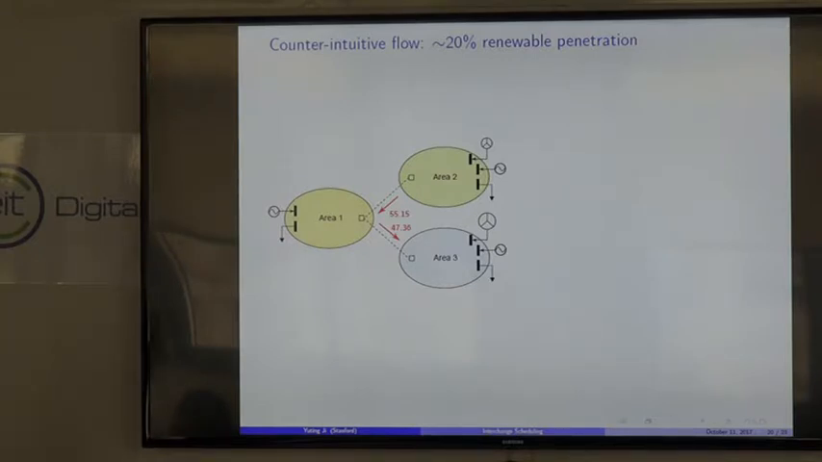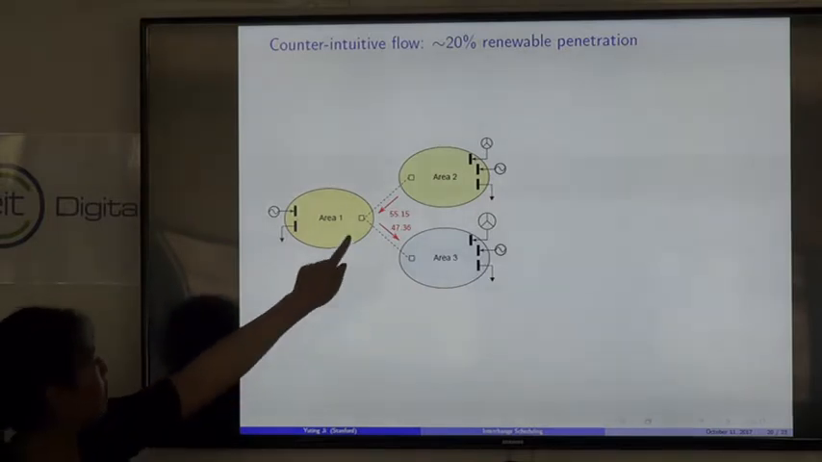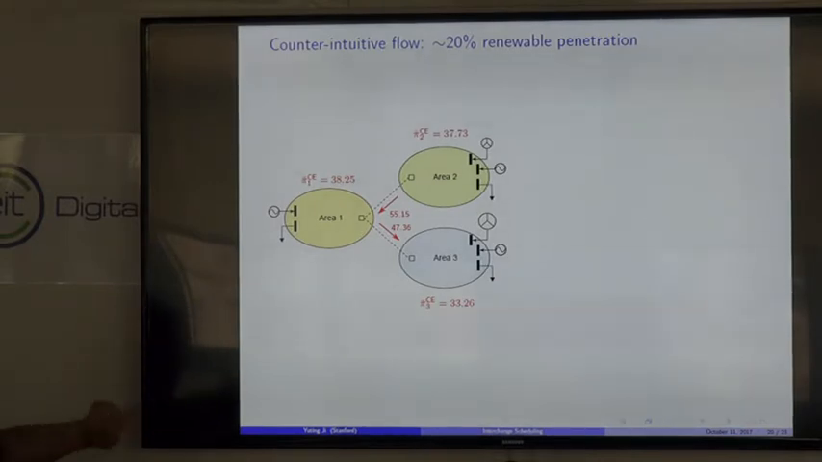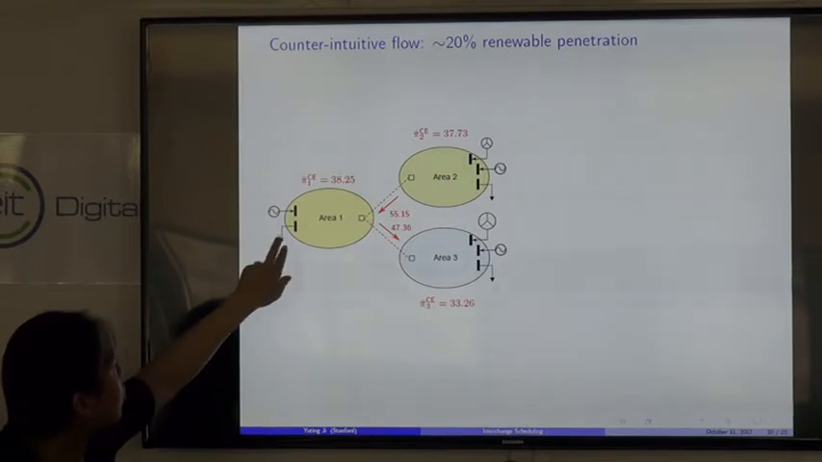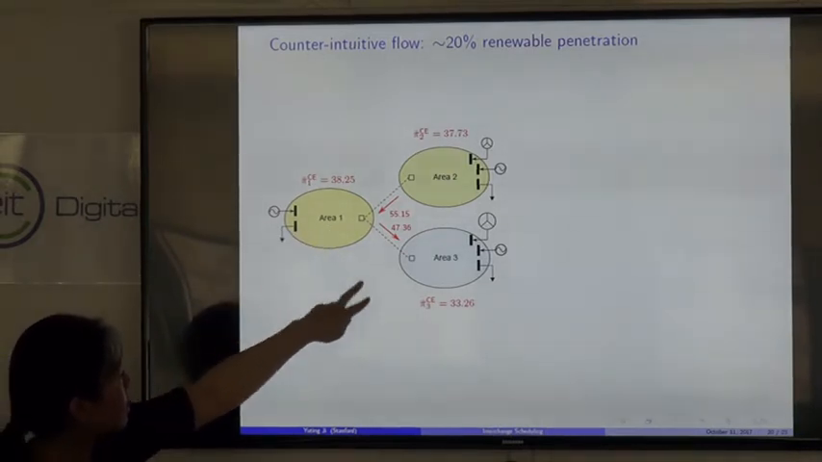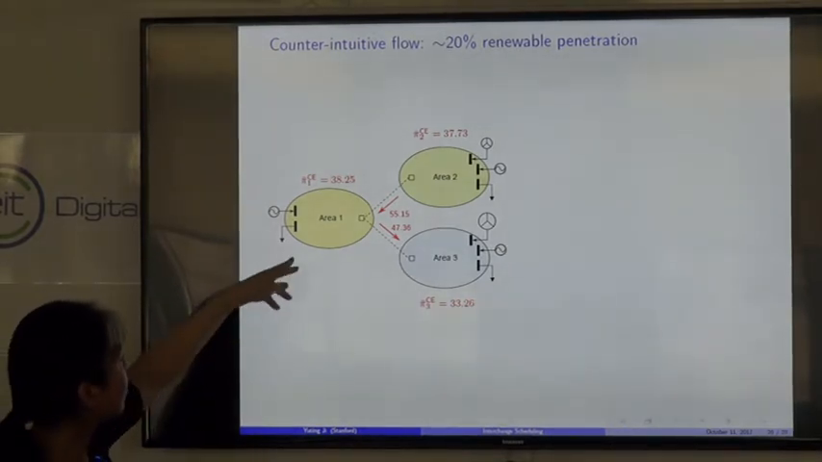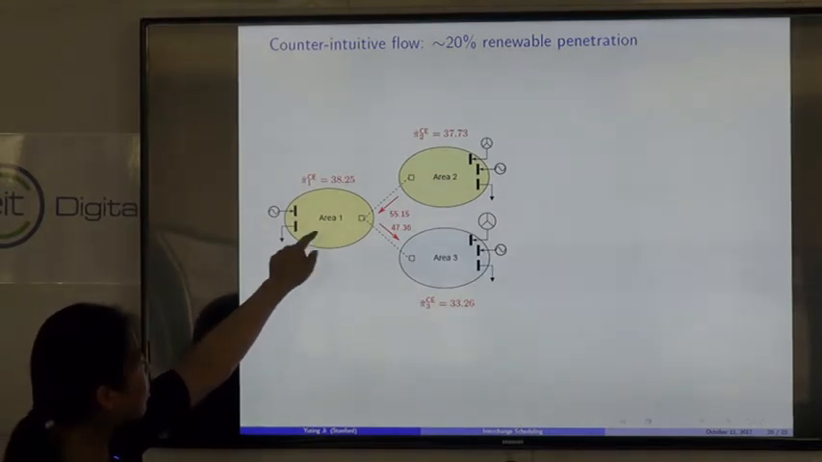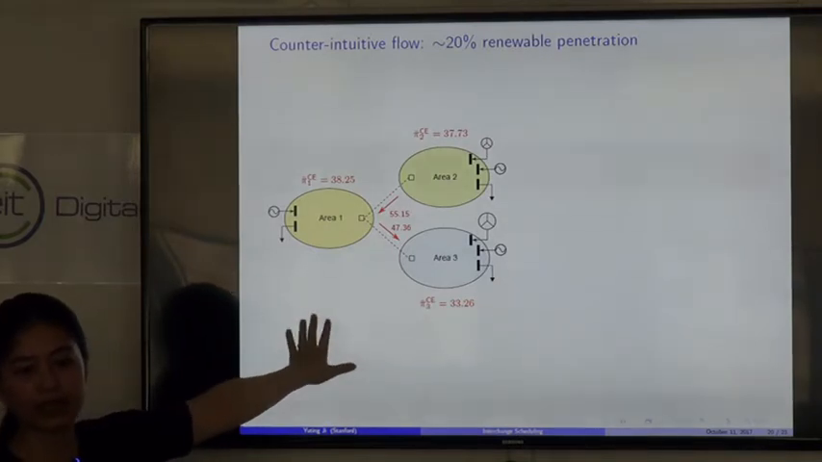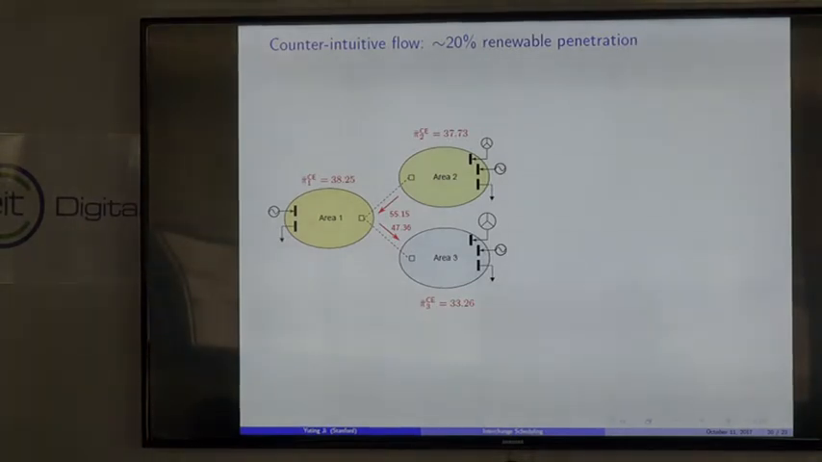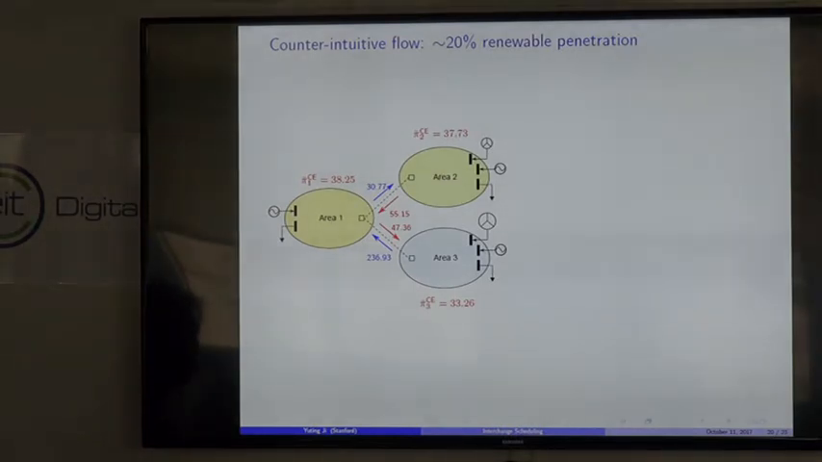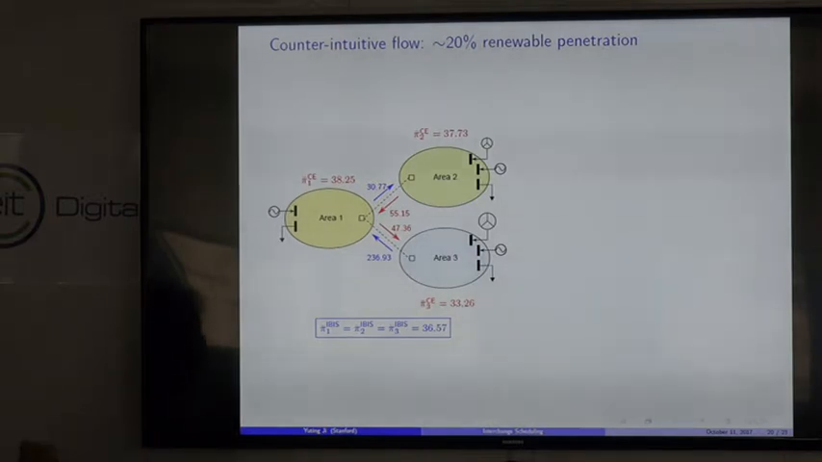The first one is the counterintuitive flow. With 20% renewable penetration, CTS would schedule the flow from area 2 to 1, 1 to 3. For this schedule, the price in area 1 is the highest, area 2 is second, and area 3 is the lowest. So you can see from area 1 to 3, the power flows from a high price region to a low price region, right? That's exactly counterintuitive from an economic viewpoint. The blue one is what our algorithm schedules, and it schedules the power in the opposite direction, from 3 to 1, 1 to 2. And the price converges to the same point.